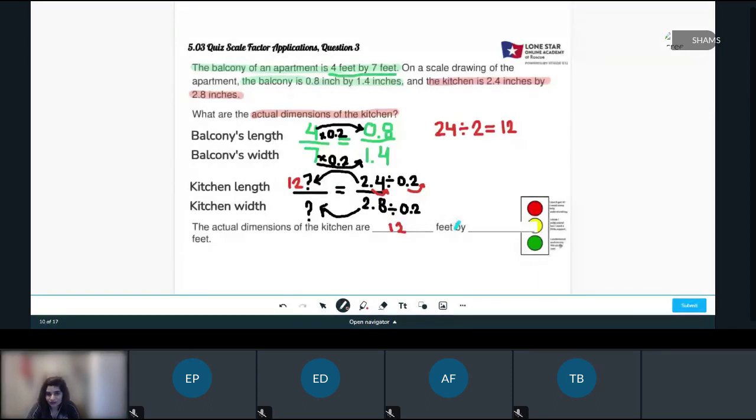Now the second one, you also want to figure out the width of the kitchen. For that, you're dividing 2.8 by 0.2. Again, 2.8 can become 28 if you times it by 10. 2.8 will become 28. Right? Move one decimal place over. And 0.2 will also become a 2. So 28 divided by 2 will give you 14. So the actual kitchen is going to be 12 feet by 14 feet. That's how you figure it out.